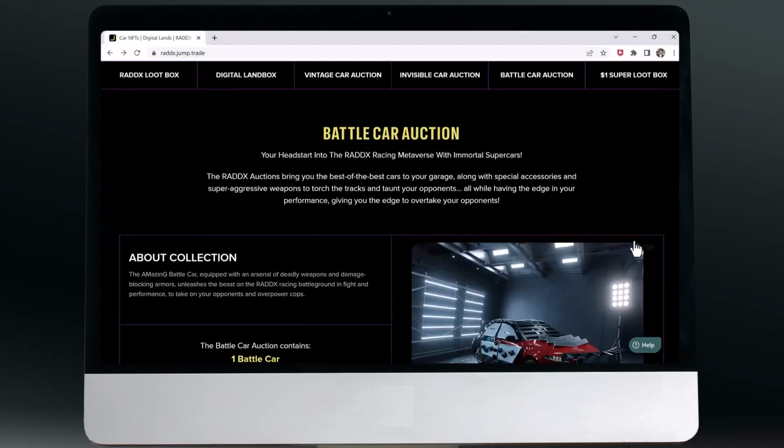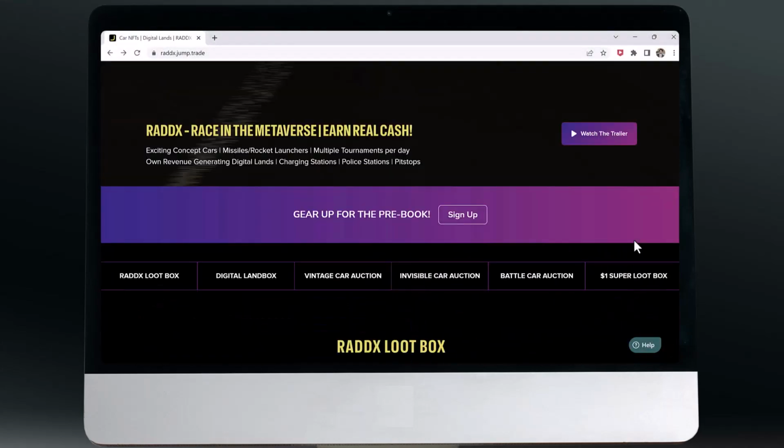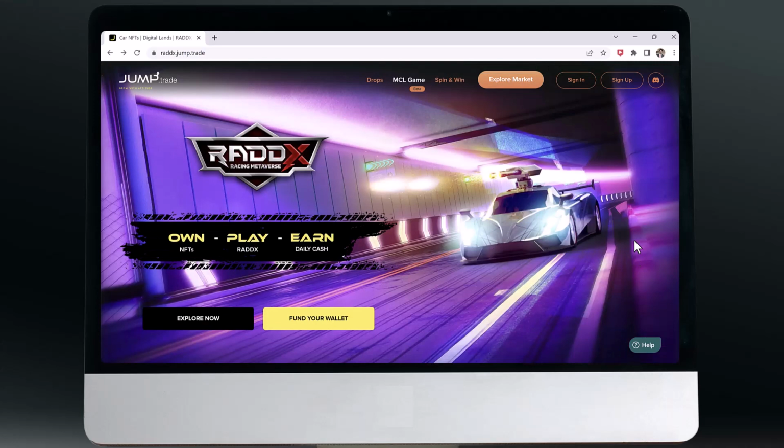And if you don't want to play the game, you can trade those NFTs on their own marketplace and you can earn handsome profit. They mentioned it all clearly on their website, so check out the description link for more details.